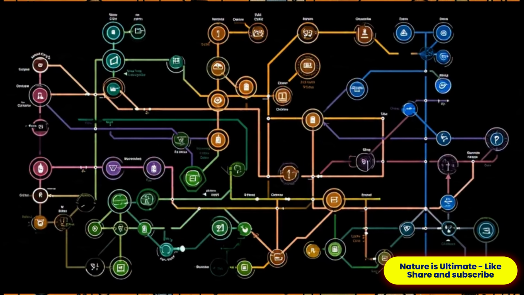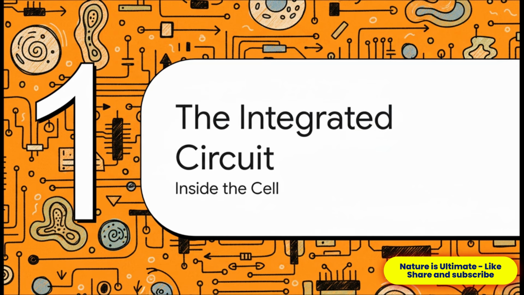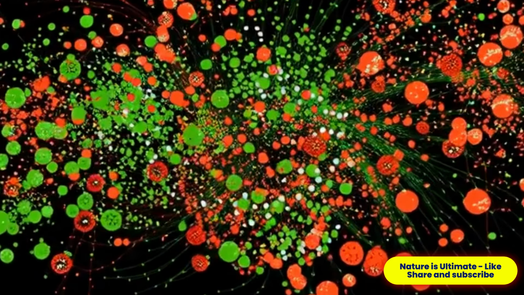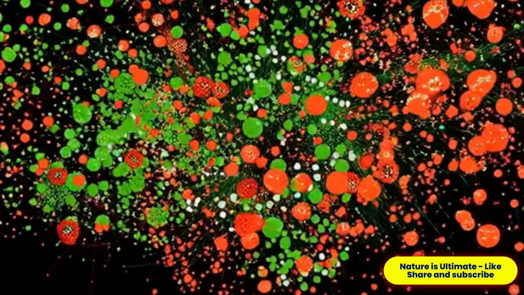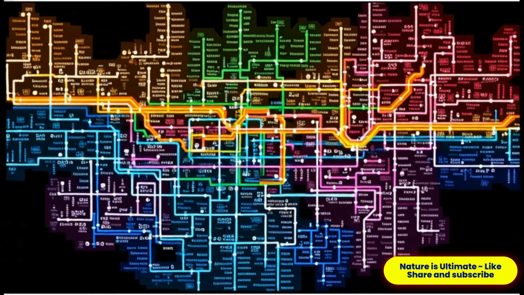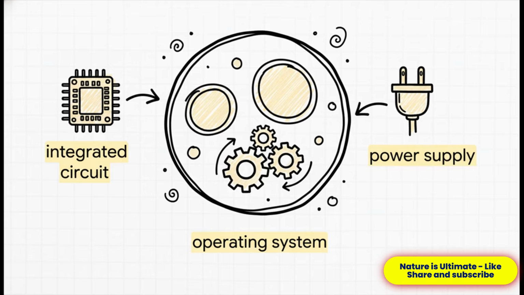To really wrap our heads around this, we have to start where any computer engineer would. We need to find the core component. We're looking for the cell's own integrated circuit. And here it is. It's the metabolic network. And the scale of this analogy is just staggering. We're not saying one little part is kind of like a computer. Nope. We're saying the entire network of chemical reactions is the whole shebang. It's the hardware, the power grid, and the operating system all rolled into one.